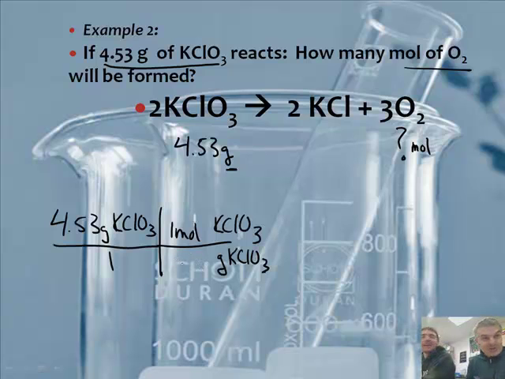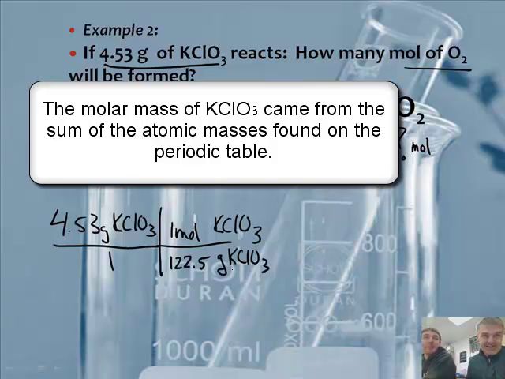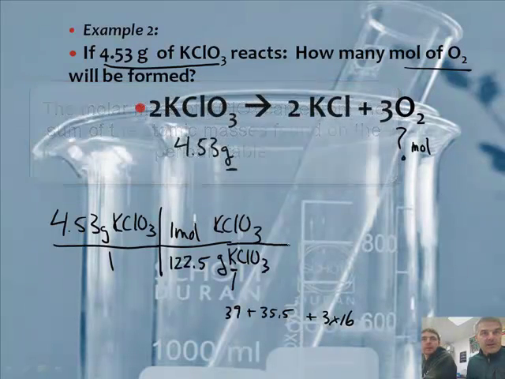The number is, now Mr. Sams, I'm going to amaze you because I know this number off the top of my head. You didn't use your calculator? Come on. It's 122.5. Now, where did you get that, by the way? Make sure we understand that for our students' purposes. Well, apparently out of thin air. No. I just added up the masses of potassium, chlorine, and 3 oxygens. So 39 plus 35.5 plus 3 times 16. And we got that on the periodic table, guys. So that's just the molar mass. So the grams of potassium chlorate cancel.